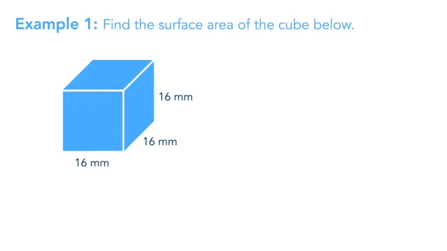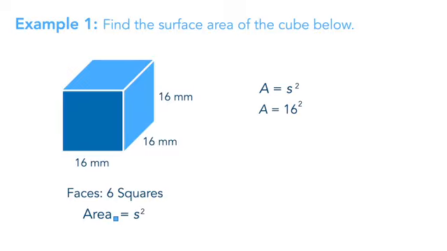Let's try an example together. Here we want to find the surface area of a cube with side lengths of 16 millimeters. Cubes are a special type of prism because they have 6 identical square faces. Each face is a square with side lengths of 16 millimeters. We know that the area formula of a square is side length squared, so the area of one face is 16 squared, or 16 times 16, which equals 256.